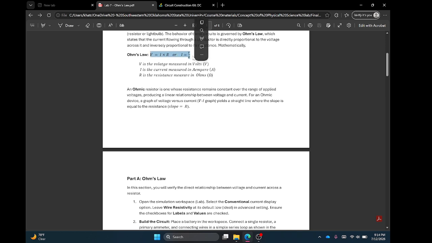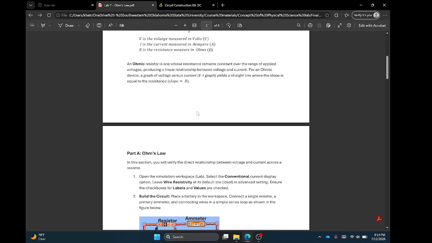So if you look at this relation, this is basically slope intercept form without an intercept part, right? So if that's the case, if we draw a voltage versus current graph and calculate the slope of that graph, the slope of the voltage versus current graph will give us the resistance of the circuit. So that's how we can experimentally verify Ohm's law.